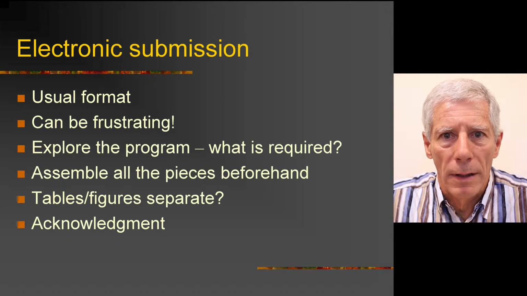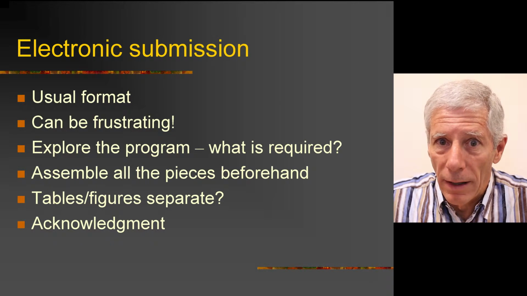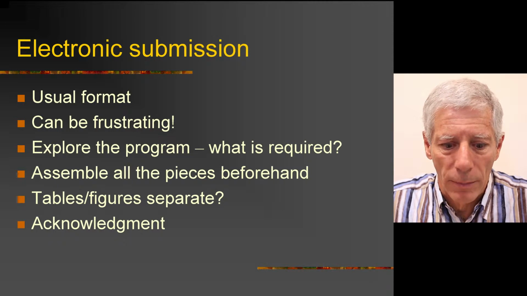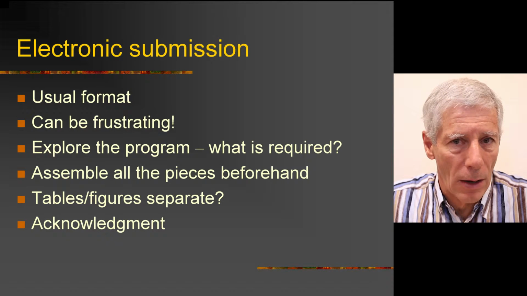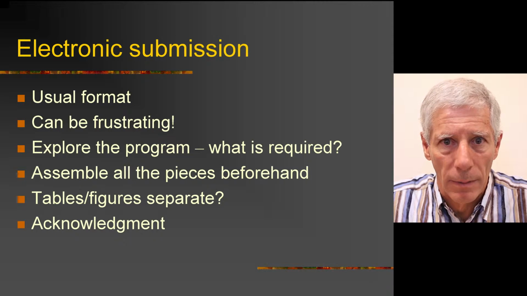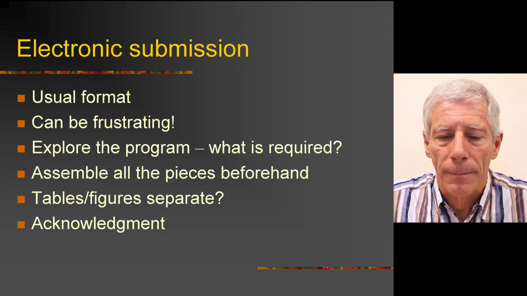Virtually every journal these days will require electronic submission. It can be frustrating and confusing, so it's worth going to the journal website and going through the steps of the program before you use it. They will often give you a checklist at the beginning of what's going to be required and how to submit it. For instance, you may have to submit abstracts separately from the main body of the article, in addition to references will be separate again, and then tables and figures. So be sure you have all the different pieces assembled beforehand in different files if required.